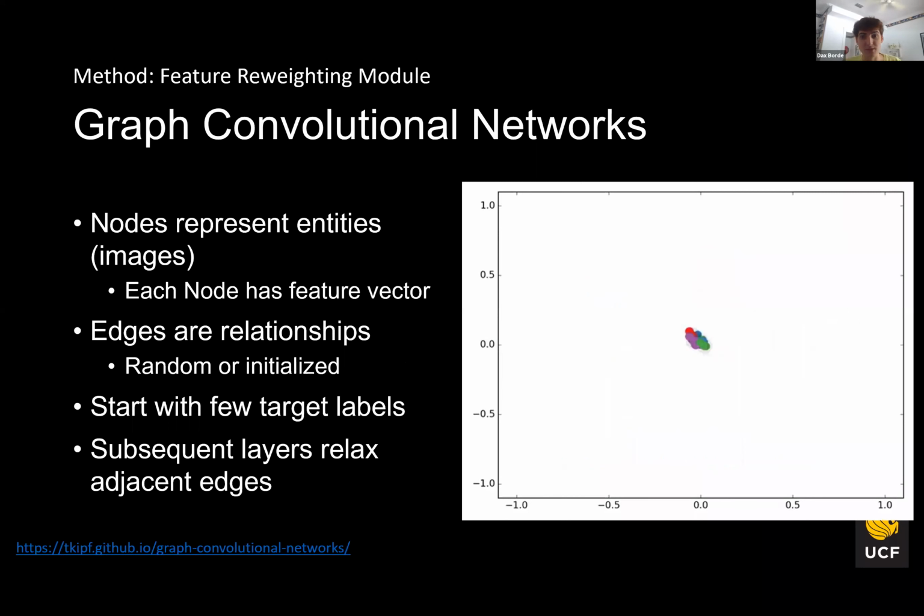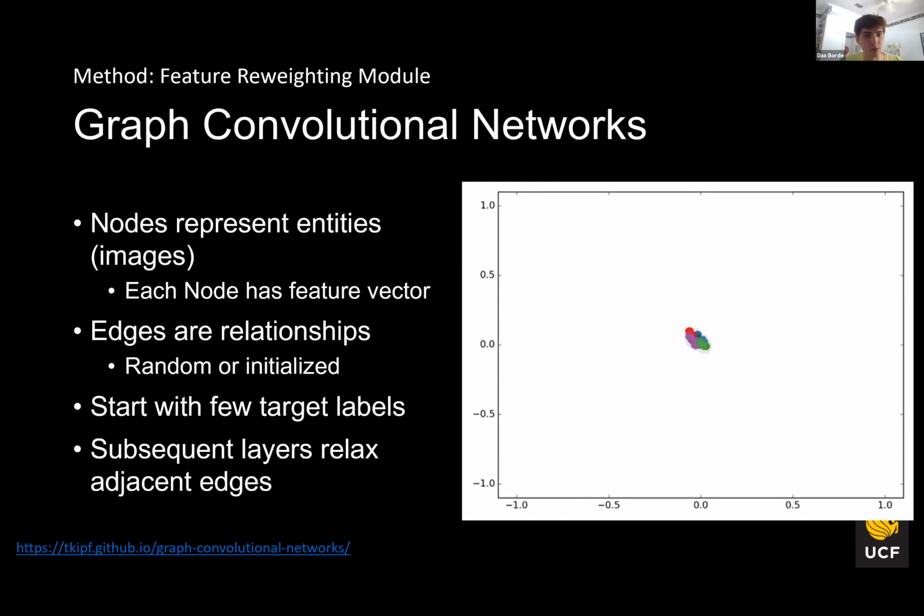So just a little bit about the details. The idea is that we construct a graph in the form of an adjacency matrix. The nodes in the graph represent distinct entities that we're concerned with. In our case, it's images. They can be all sorts of different kinds of things. In a social network, the nodes would be people. And then each node has a feature vector.